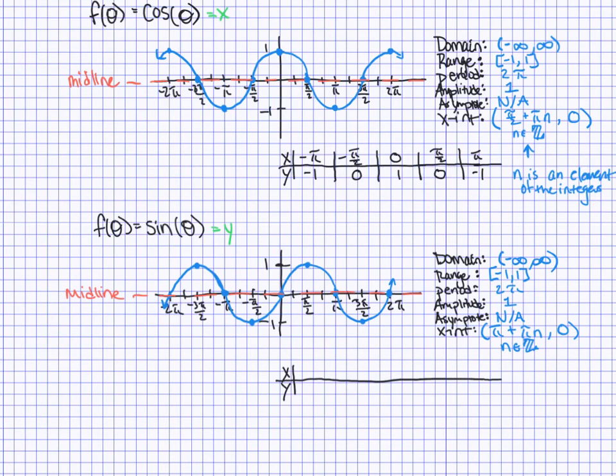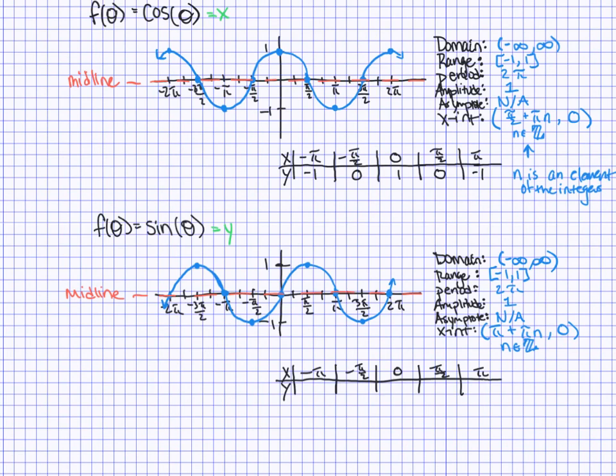Lastly, let's work on the parent table for sine. So we're going to be using the same x values here. So negative pi over 2, 0, pi over 2, and pi. That way we have one full period of information, and we also have some radians that are both negative and positive. The only difference here is that the y values are different.